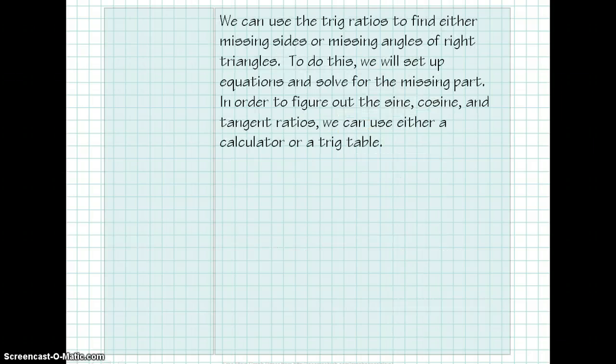So what do we do with these things? Now that we have these ratios, and using calculations that have been developed from them, we can go beyond the Pythagorean theorem. Instead of always having to have two sides, or a special right triangle, if we know a side and an angle, we can find another side. If we know two sides, we can find an angle, which we couldn't do before. The way we do that is we use either your calculator, or what's called a trig table, and I'll talk about that in a little bit.